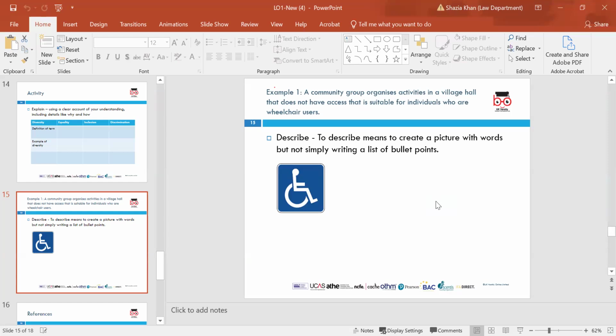use the community group. They organize an activity that does not have access that is suitable for individuals who are wheelchair users. It's really important that they have a sign up showing where the wheelchair user can go, how they can use the entrance, if there's any sort of entrance for them as well, and if there's nothing like this, then it's a form of discrimination.